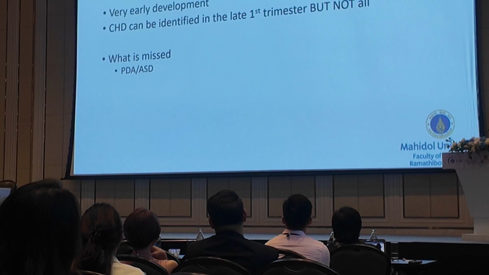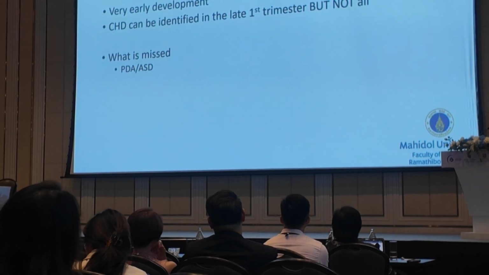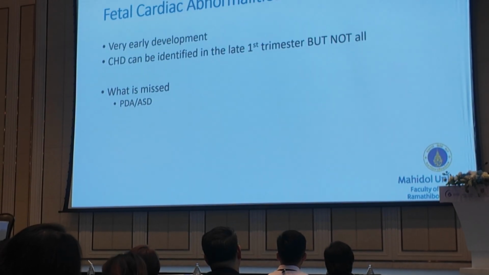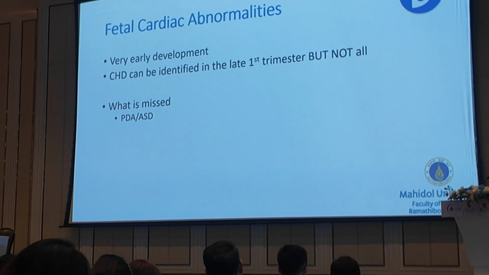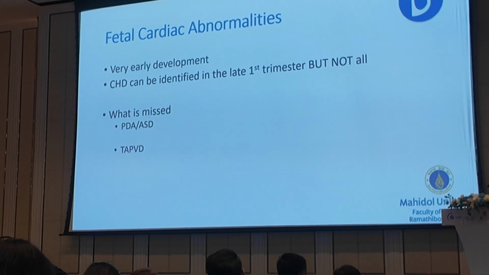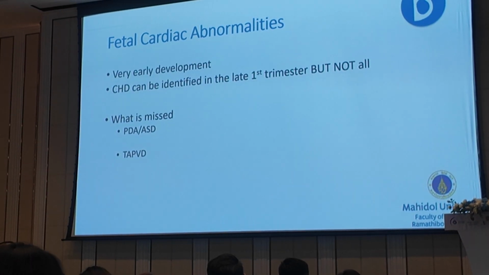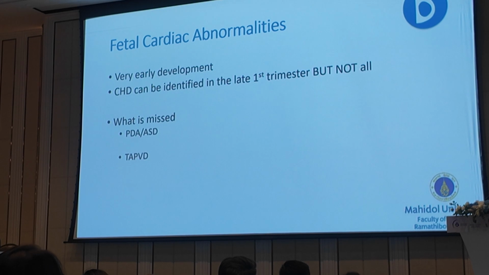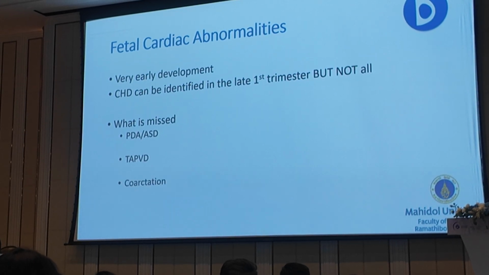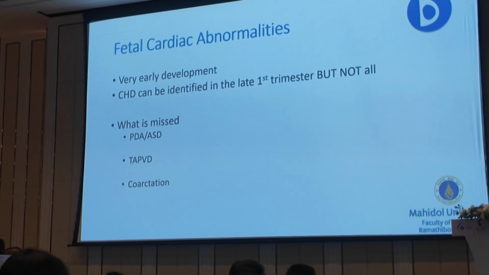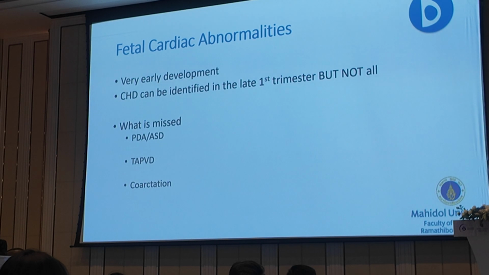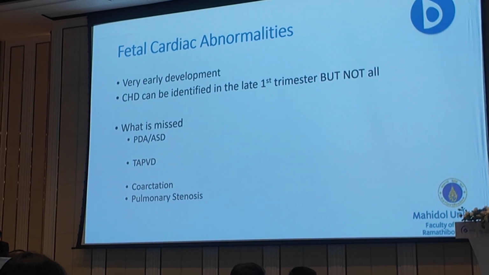And what do we miss? Well, we're always going to miss a persistent ductus arteriosus. We should have a persistent ductus arteriosus in utero. We should have an ASD. Total anomalous pulmonary venous drainage we've already heard about, but it's very, very difficult to pick up in utero. Coarctation develops later on in the pregnancy, as does pulmonary stenosis.